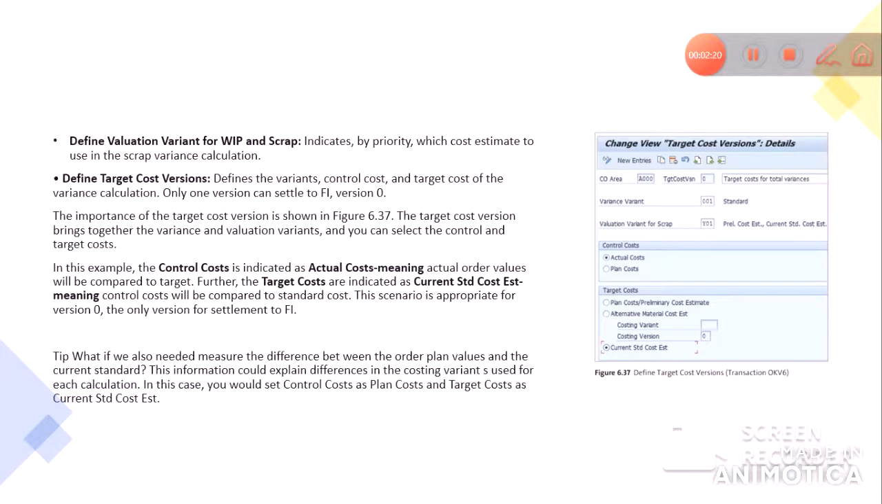So what if we also needed to measure the difference between the order plan values and the current standard? This information could explain differences in the costing variance used for each calculation. In this case, you should set control costs as planned costs and target costs as current standard cost estimate. So if we see this figure, we can see controlling area, target cost version, variance variant, valuation variant for scrap, actual costs, and current standard cost.